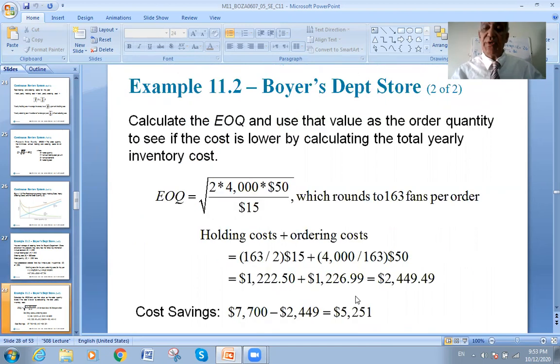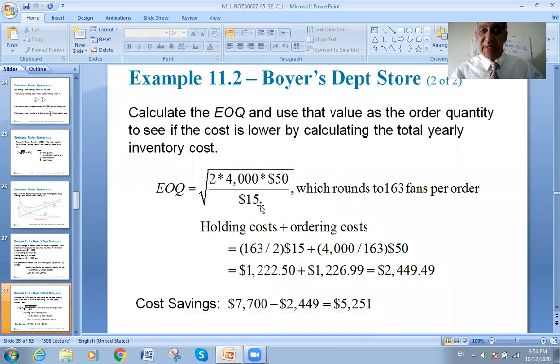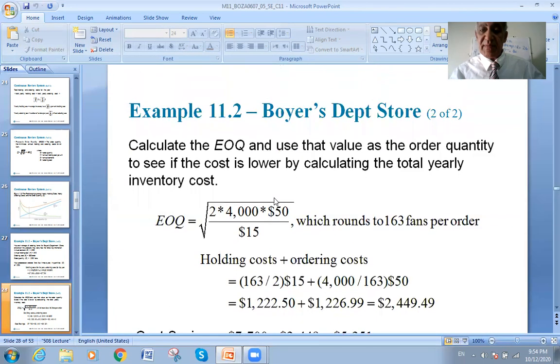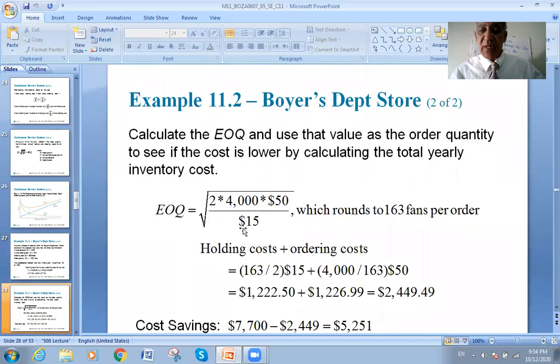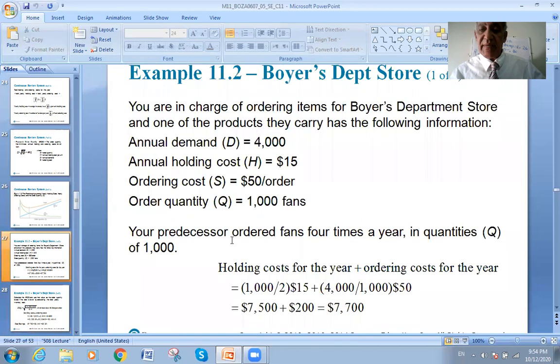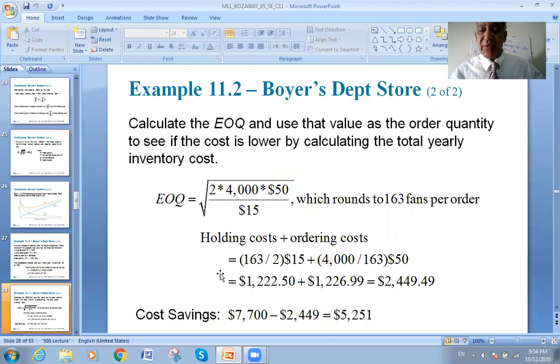What I care about more now is how to get the economic order quantity, which, like we said, is to substitute directly in the equation. 2 times the annual demand, which is 4,000, times the $50 ordering cost, divided by the $15 of annual holding cost. Okay, this will give me the economic order quantity.